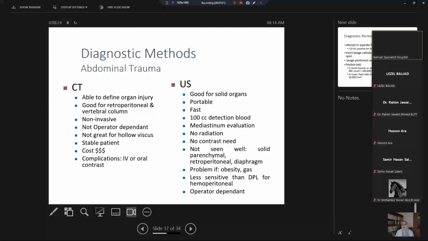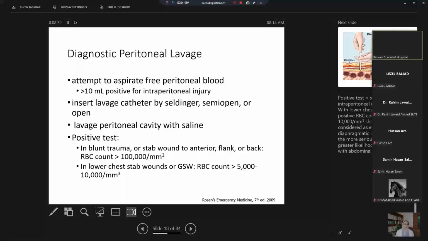We have the problem in case of obesity and gas, and it's less sensitive than DPL. And the ultrasound is operator dependent. Now, the DPL, the diagnostic peritoneal lavage, is the attempt to aspirate free peritoneal fluid. If we have more than 10 ml, it's positive for intraperitoneal injury.